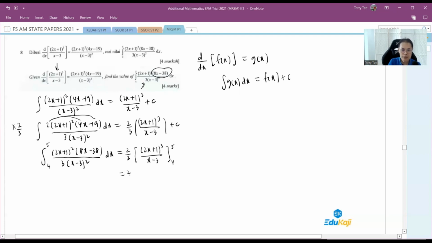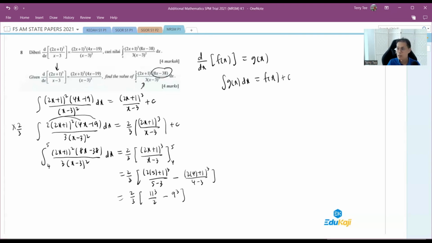Okay, to sub in the limit, we take 5 and put inside here. 2 times 5 plus 1, power 3. Then you have 5 minus 3. And I subtract first, then I sub in 4: 2 times 4 plus 1, power 3, and 4 minus 3. So what we have here, we can cancel and simplify this. This is 11 cubed over 2, and this will be 9 cubed over 1. 9 cubed over 1, I just write 9 cubed.